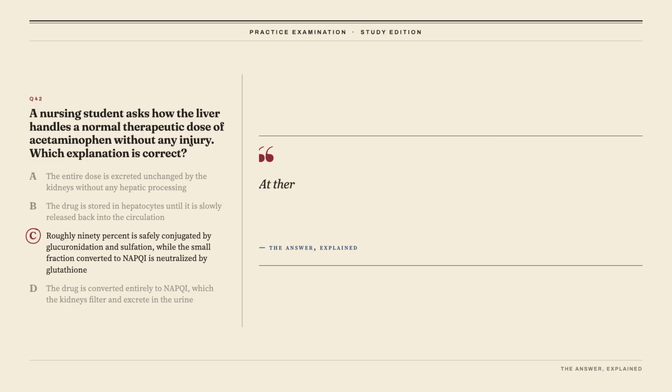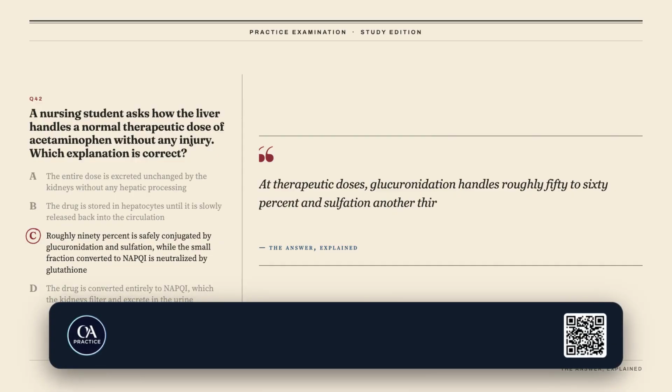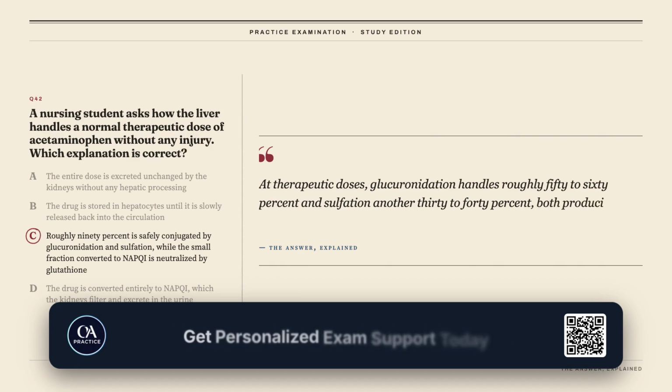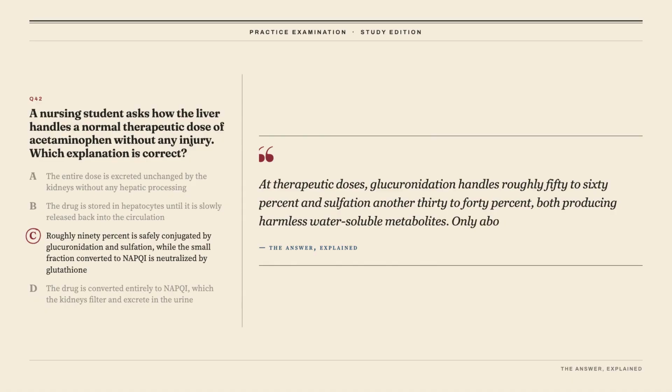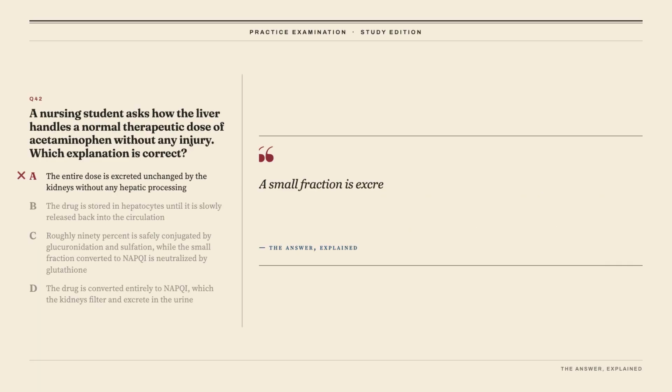C is correct because at therapeutic doses, glucuronidation handles roughly 50 to 60% and sulfation another 30 to 40%, both producing harmless water-soluble metabolites. Only about 5 to 10% passes through the cytochrome P450 system, chiefly CYP2E1, to become the reactive metabolite NAPQI. Glutathione binds that NAPQI immediately, converting it to harmless conjugates excreted in the urine, so no injury occurs.